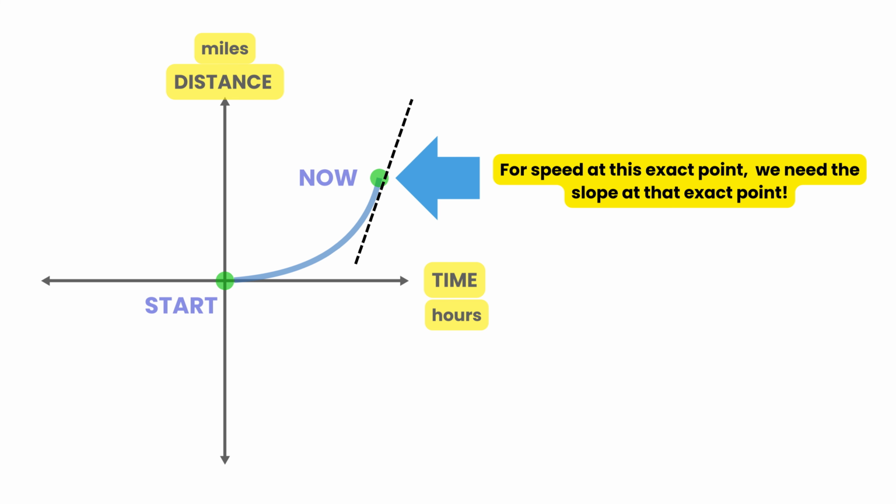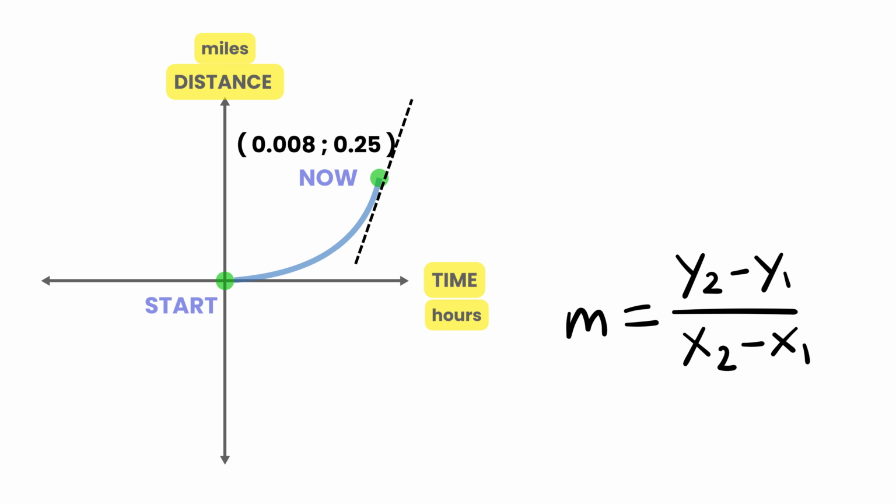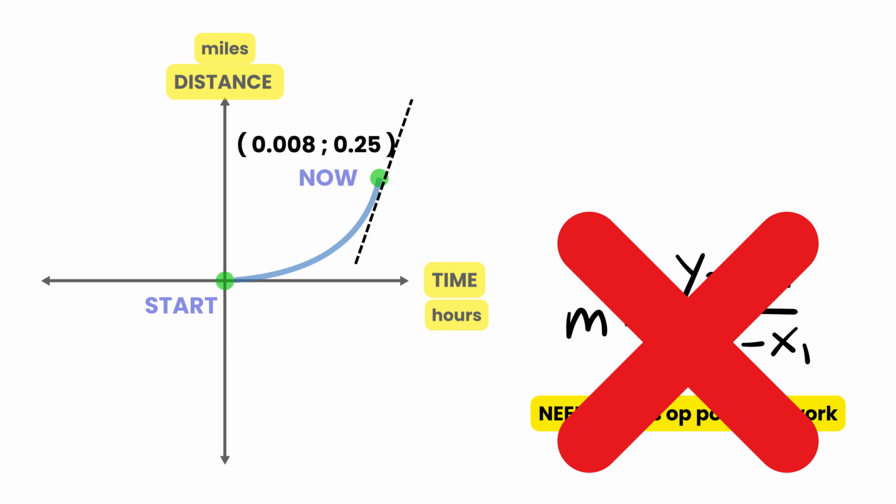See, we've got the coordinates of the point where we are now, and we know that if we work out the slope of the function at that point, we'll get our speed. But here's the problem. Our usual slope formula, the one we all know, needs 2 sets of points to calculate slope. We can't use that formula if we've only got 1 point. That's why we need a brand new level of maths to handle this. And this is where we meet our new best friend, differentiation.